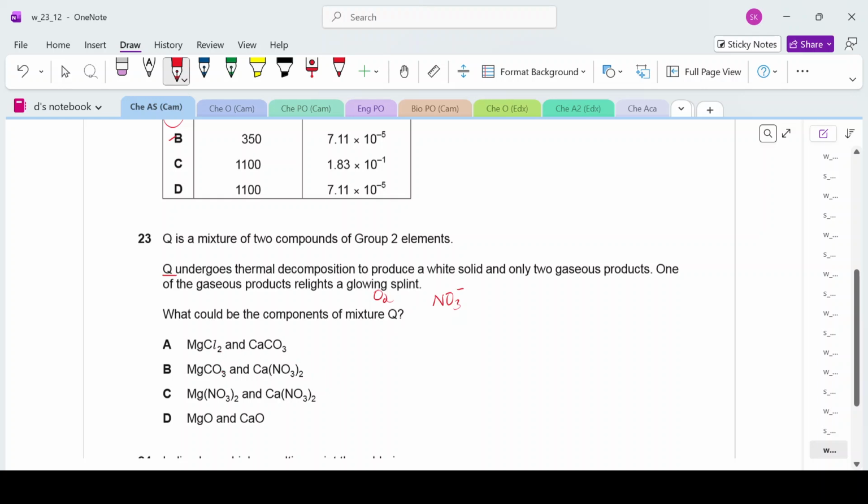The problem is that carbonates would not relight a glowing splint, and carbon dioxide has an extinguishing feature. So magnesium nitrate and calcium nitrate, both nitrates, would be a good idea because both would give oxygen and nitrogen dioxide, two gaseous products, so that criteria is also fulfilled. So 23 is C.